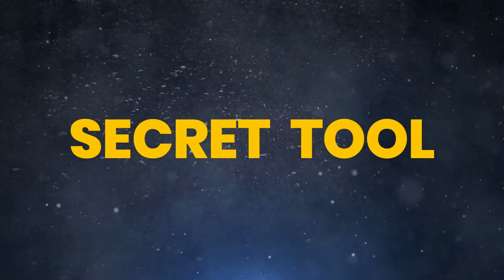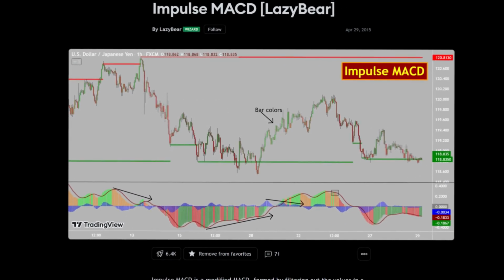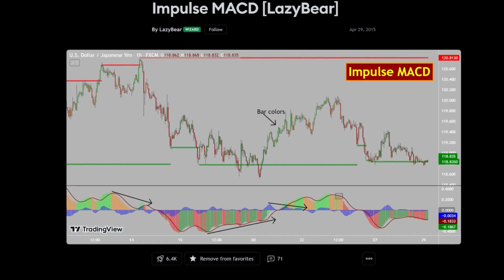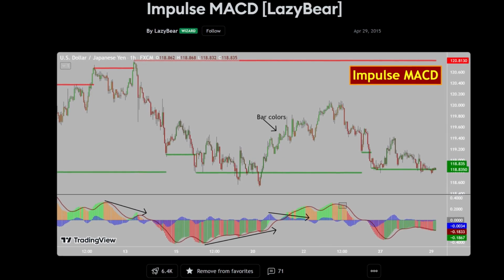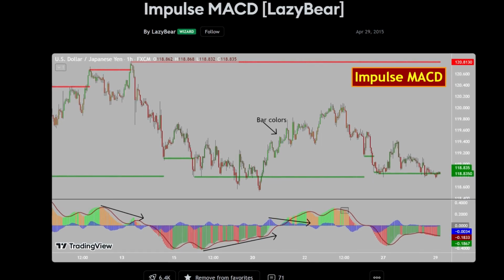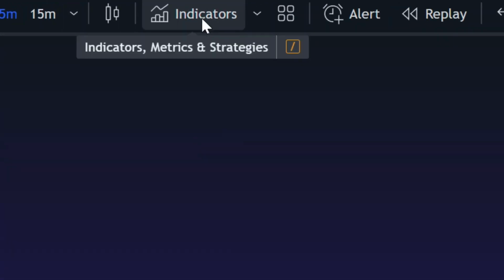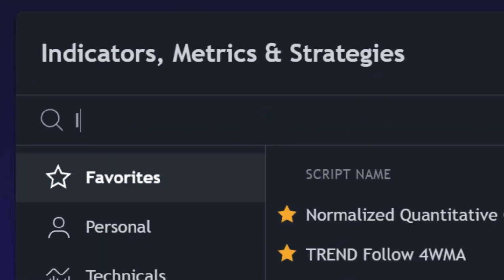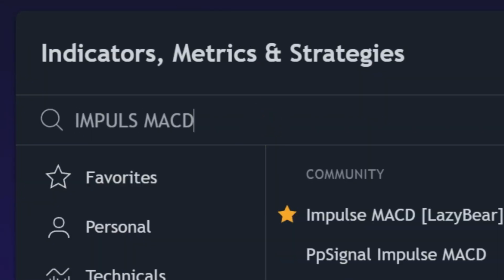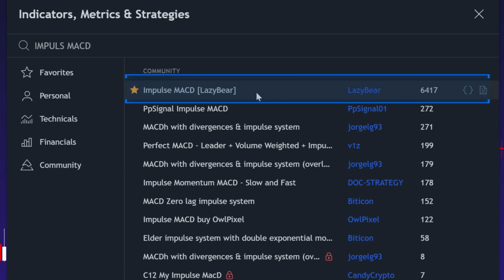Now, let's talk about our secret weapon, the Impulse MACD. It's like the traditional MACD, but with a special twist. It filters out noise with a moving average range, which helps keep things steady in a sideways market. Adding it to the chart is easy peasy. Just look at the top of TradingView, spot the indicators button, and give it a click. You'll see a search bar pop up, so type in Impulse MACD. Scroll through the results, find the one you need, and click on it to add it to your chart.